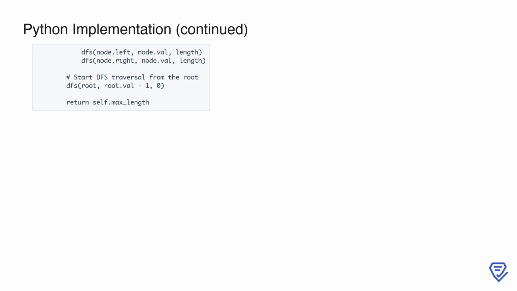Next, the DFS function recurses into both the left and right children of the current node, passing along the current node's value and the updated length. This ensures that we explore every possible path in the tree. After defining DFS, we call it starting from the root node. For the parent value, we use root.val - 1 to ensure that the first comparison always starts a new sequence. We also initialize the length to 0. Once the entire tree has been traversed, the function returns self.max_length, which now holds the length of the longest consecutive sequence in the binary tree. This approach ensures that we efficiently explore all possible paths while keeping track of the longest sequence encountered.